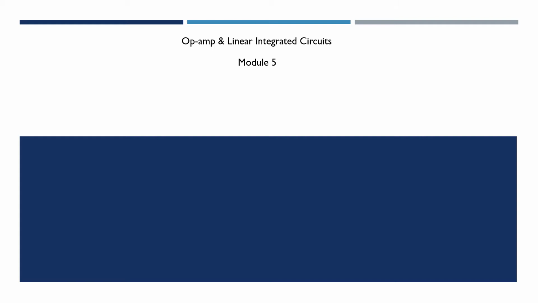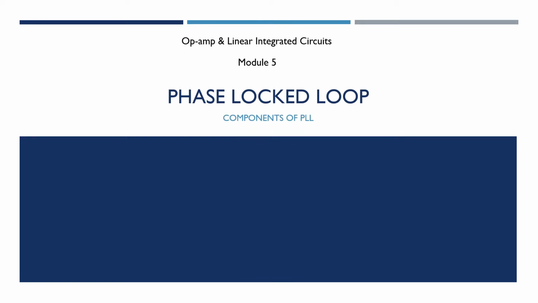Welcome to the video lecture on the course of Linear Integrated Circuits. In this session, we will be discussing the components of PLL. In the previous sessions, we have discussed two components. The first one was the phase detector. The second one was the filter, that is the low pass filter. And in this session we will be discussing the third component, which is nothing but the voltage controlled oscillator.